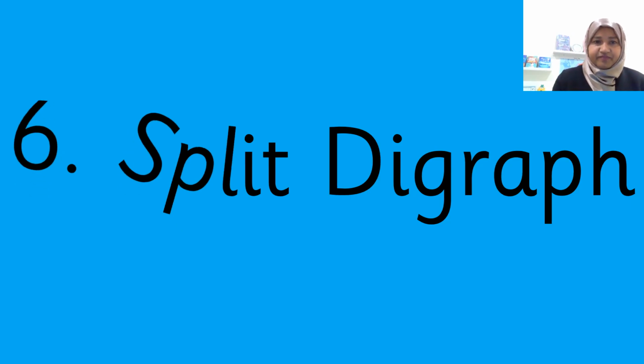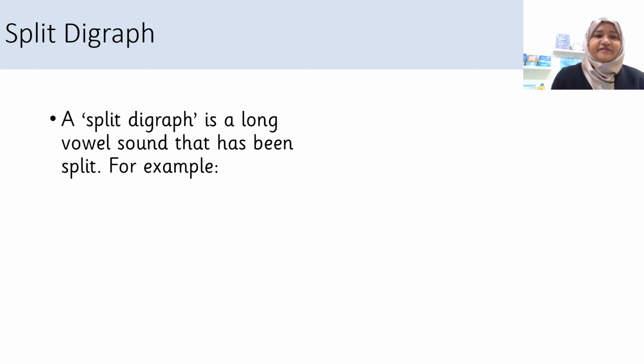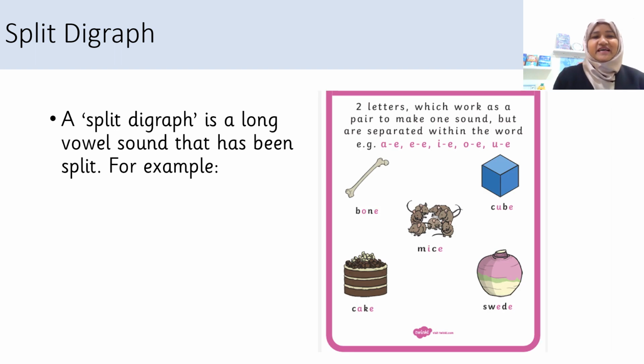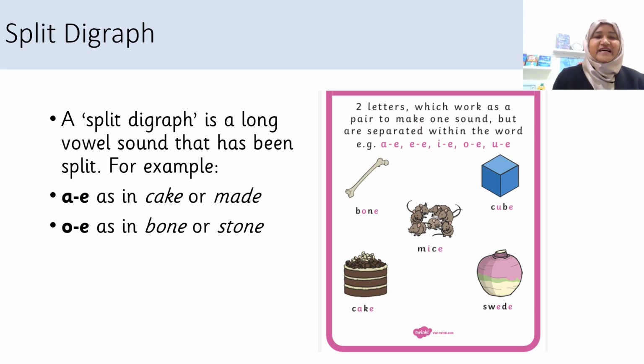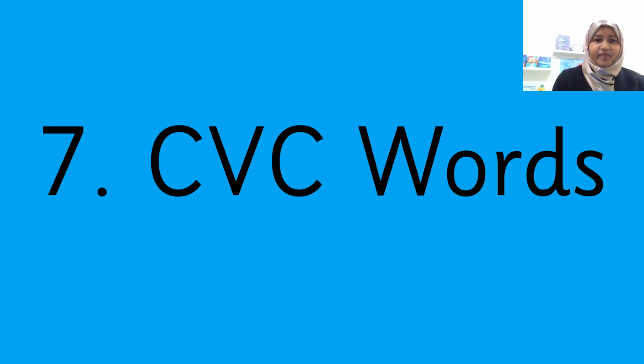Split digraph. A split digraph is a long vowel sound that has been split. For example, A-E as in cake or maid, O-E as in bone or stone, U-E as in cube or tune, I-E as in mice or kite, E-E as in Swede or theme.